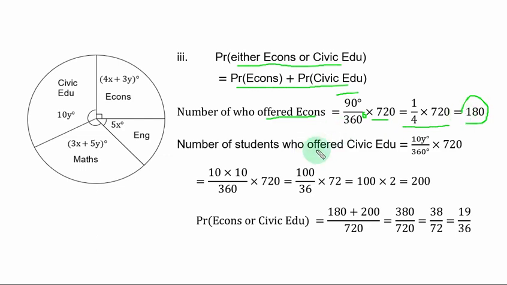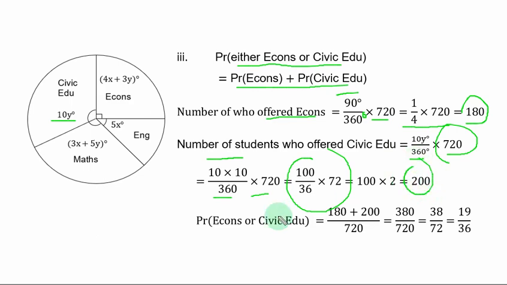Number of students who offered civic education is equal to sectorial angle for civic education, that is 10y degrees over total angles in the circle times total students. That simplifies to 10 times 10. Previously y is 10. So 10 times 10 over 360 times 720. That simplifies to this, and you have 200 students.